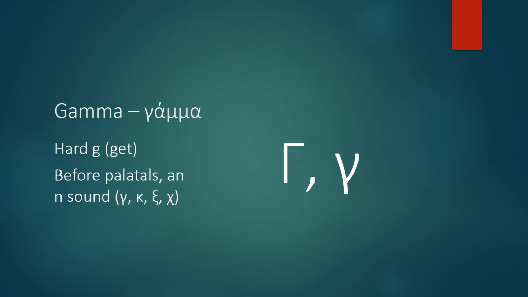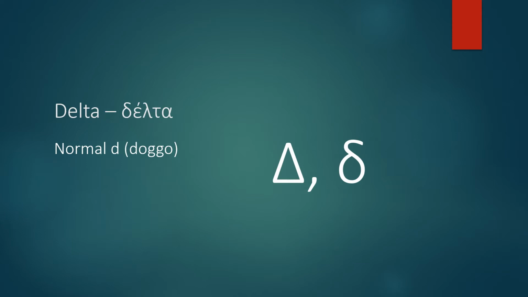Next we have gamma, and it's never a soft G. So as far as the ancient Greeks are concerned, it's GIF, it's not GIF. So you sent someone a GIF, a funny GIF. But there's another pronunciation that sometimes sounds like an N when a gamma is followed by another palatal, whether it's another gamma or perhaps it's a kappa or a xi or a chi. In that case, it makes the N sound, and you will see examples of that soon enough. Delta is here, and it makes a D sound.